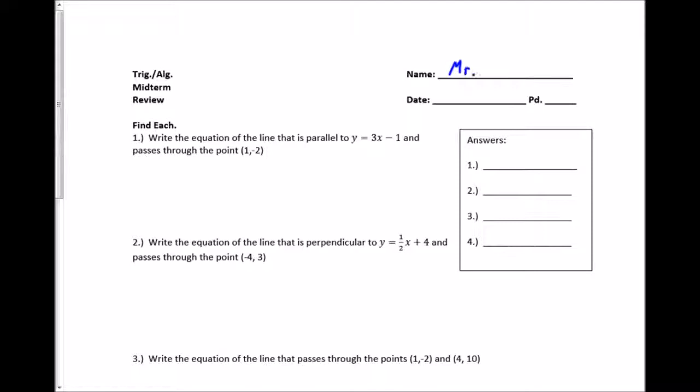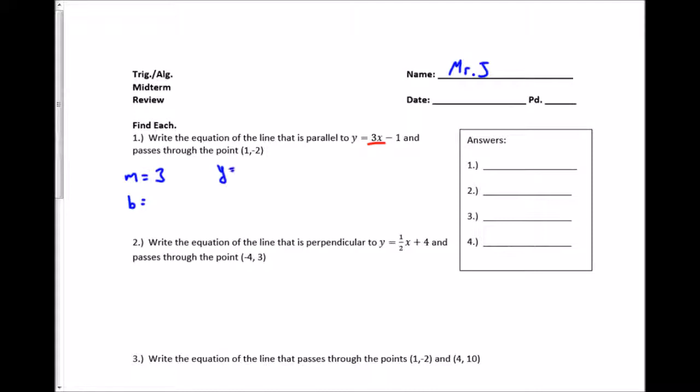If we take a look at this first one, it's asking us to write the equation of the line, and the two things we need to write the equation of the line are the slope and the y-intercept. Since we have a line that's parallel to this thing, this line has a slope of 3. Parallel lines have the same slope, so our line is also going to have the slope of 3.